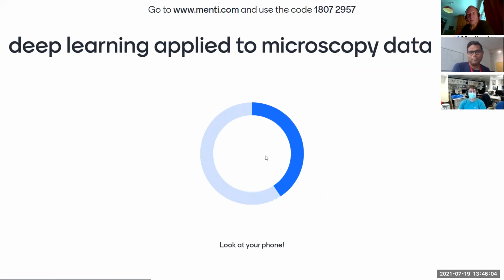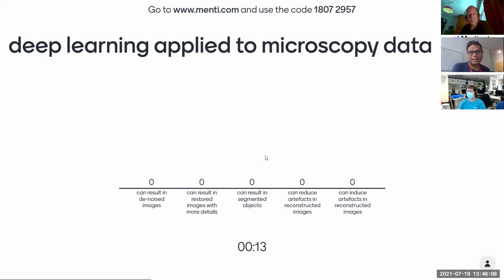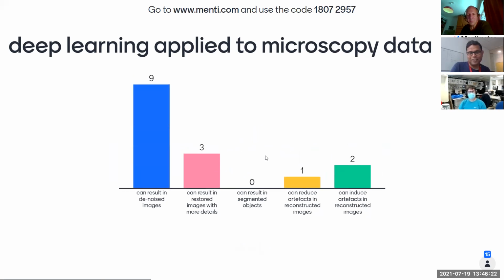So deep learning applied to microscopy data can result in a denoised image, can result in a restored image, can result in segmented objects, can reduce artifacts in deconstructed images, can induce artifacts in reconstructed images. Now, sometimes quizzes like these, Udo, are super good because everyone gets at least one answer correct. It means no one goes away disappointed.